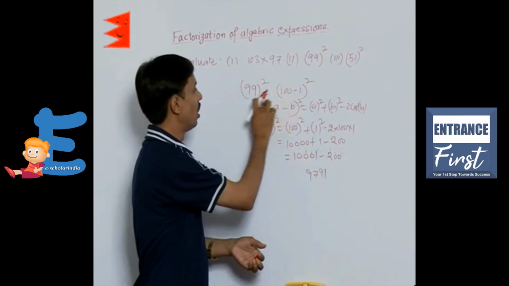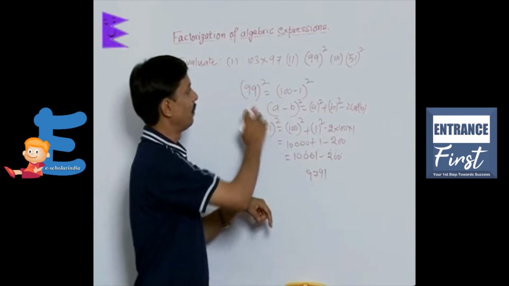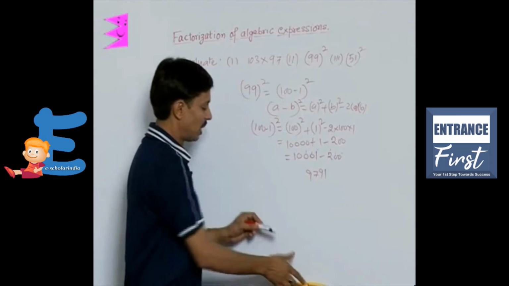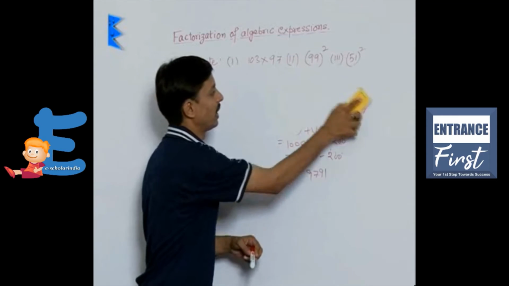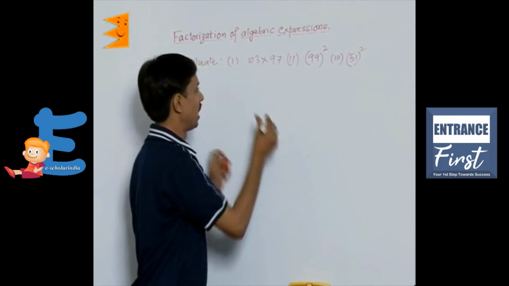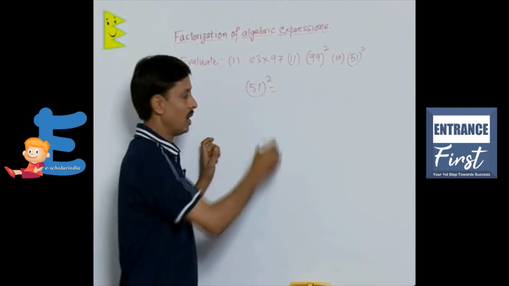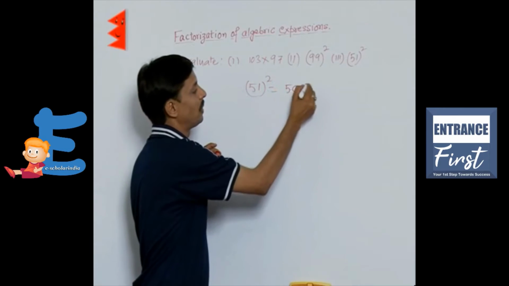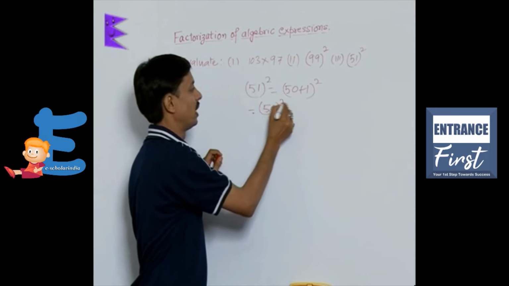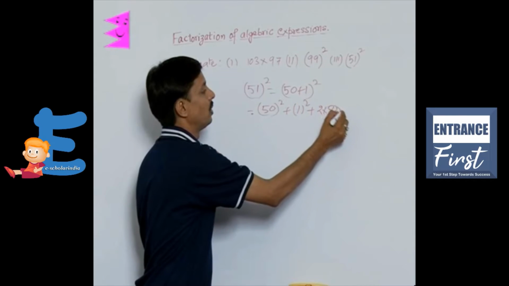9,791 is the value of 99 into 99. And with the help of the formula (a minus b) whole square, we have obtained this. Similarly, one of the identities we can apply in the third one, that is 51 whole square. We can say that 51 whole square is 51 into 51. But the same can be written as (50 plus 1) whole square. So this becomes 50 square plus 1 square plus 2 into 50 into 1.